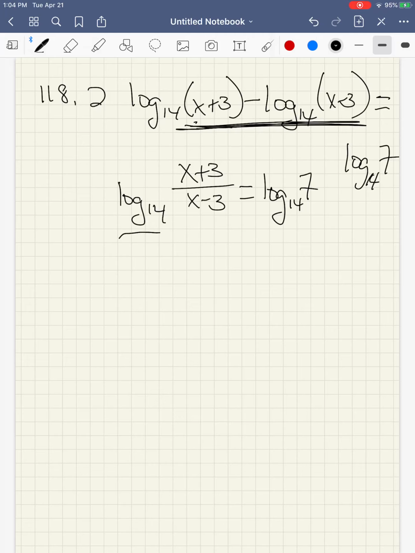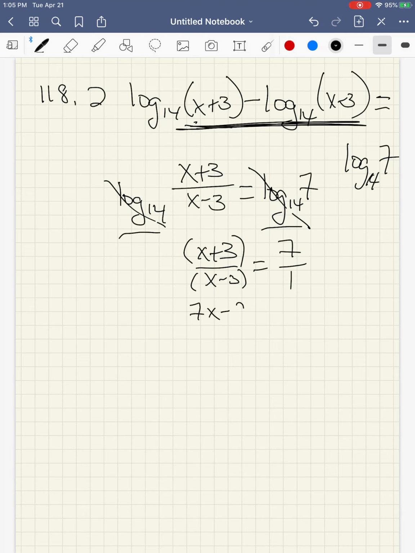Once again, I have a log base 14 equal to a log base 14, so what do you think is going to happen? The logarithms are equal, so they cancel out. All right, so we have x plus 3 over x minus 3 is equal to 7, and I'm just going to write that as 7 over 1 because you can probably guess the way we're going to solve this is to cross multiply. So I'm going to put parentheses around these so we remember to distribute. 7 times this is 7x minus 21, and of course 1 times that is just x plus 3.